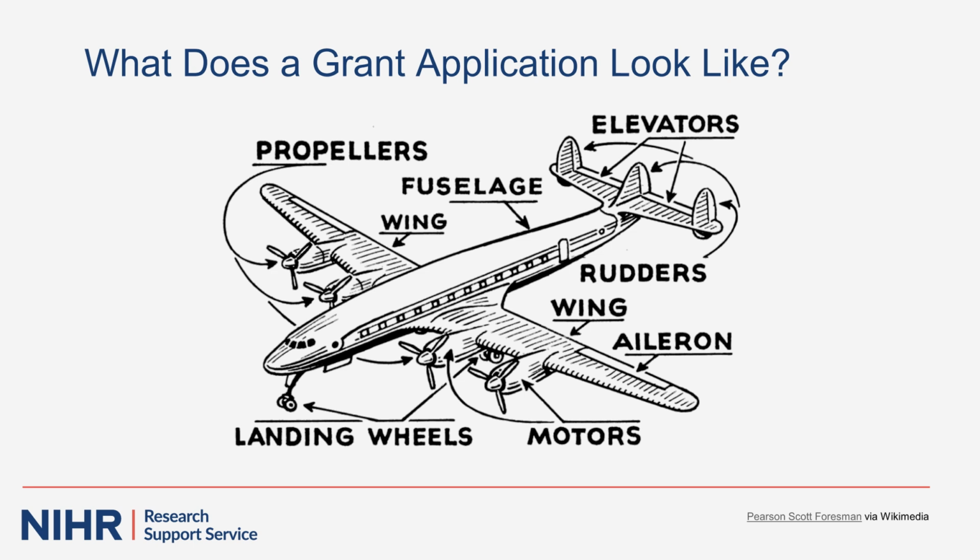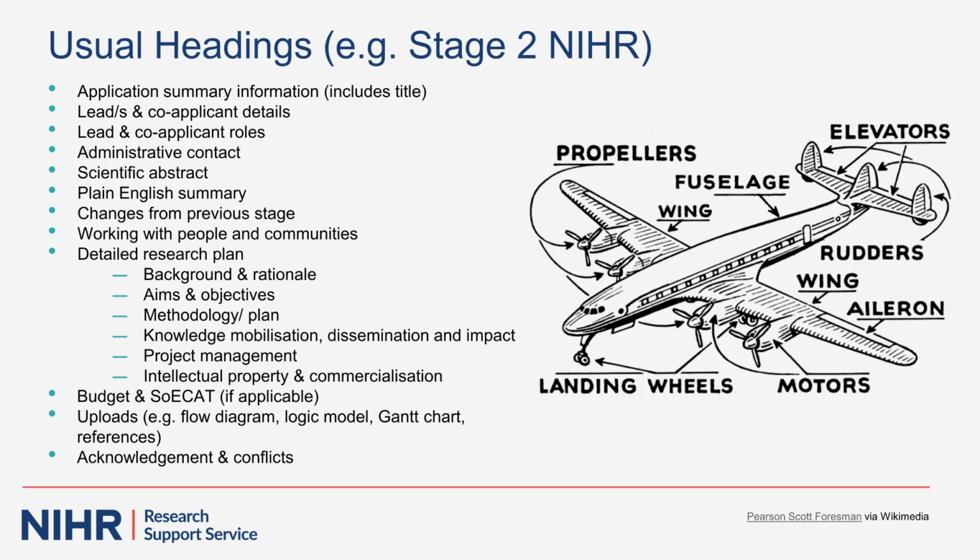So what does a research grant application look like? This is just a fun analogy, really, of a plane here. But a research grant application will consist of lots of different parts. And in fact, each one supports the other. So, if your propeller drops off, then your plane is going to crash. This is an example of the up-to-date stage 2 NIHR application. It's very similar to the sorts of information that you'll be asked for with other funding bodies. They'll just structure it in different ways.